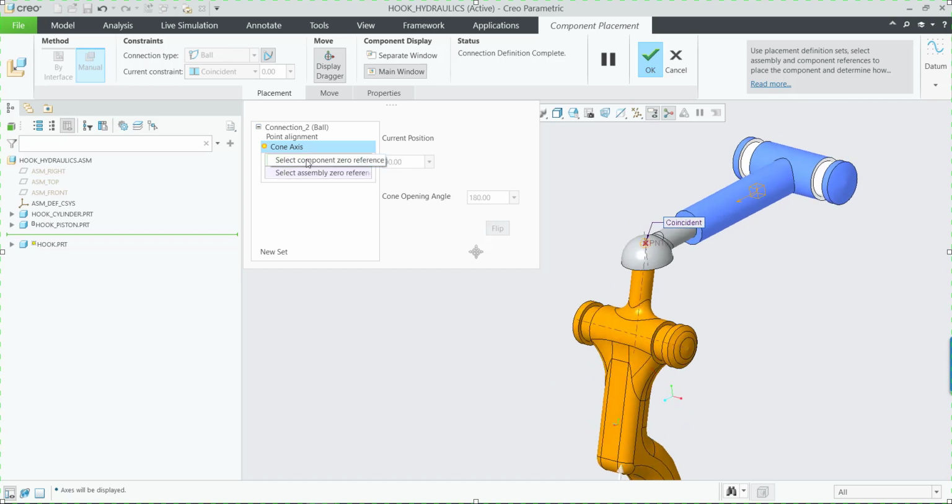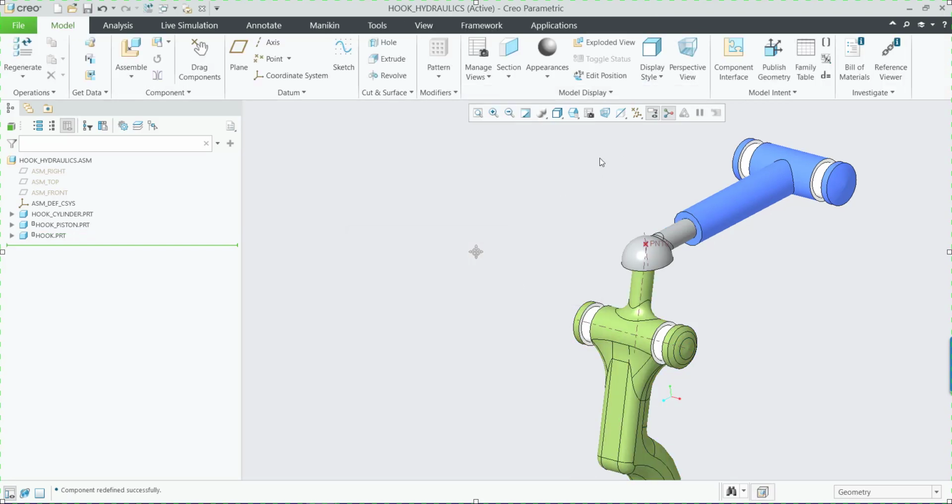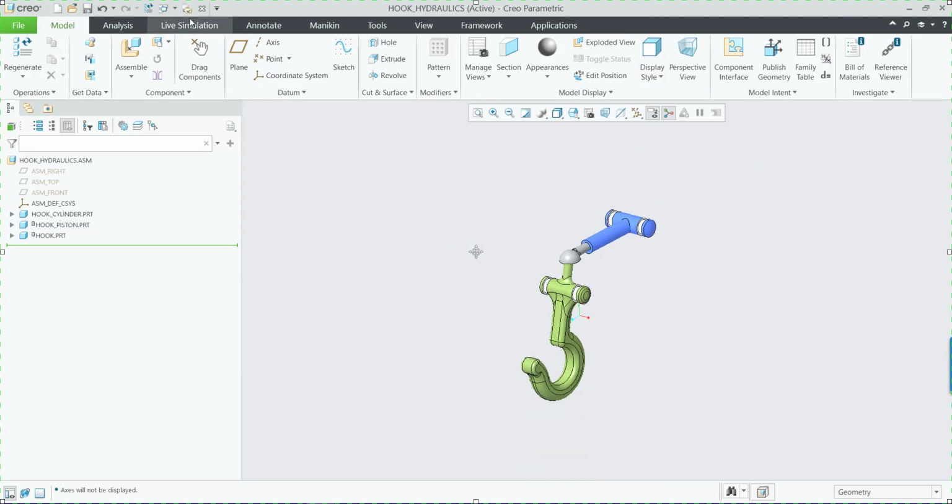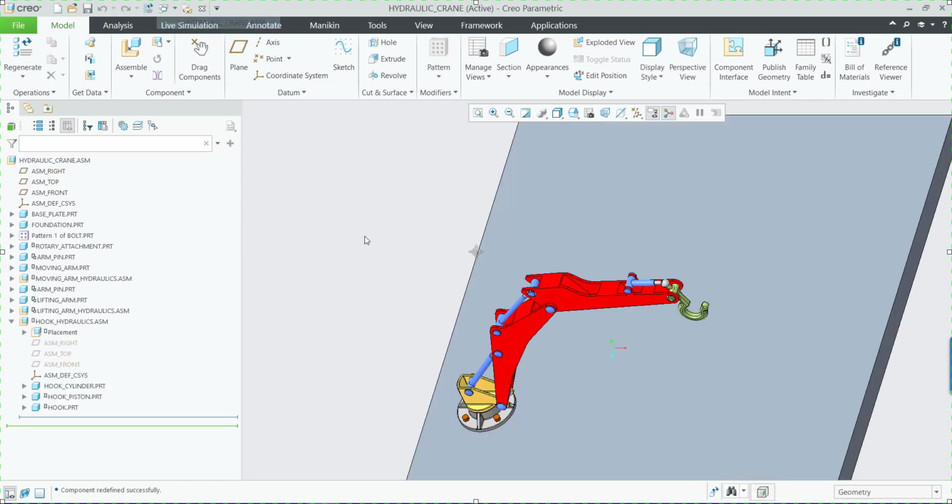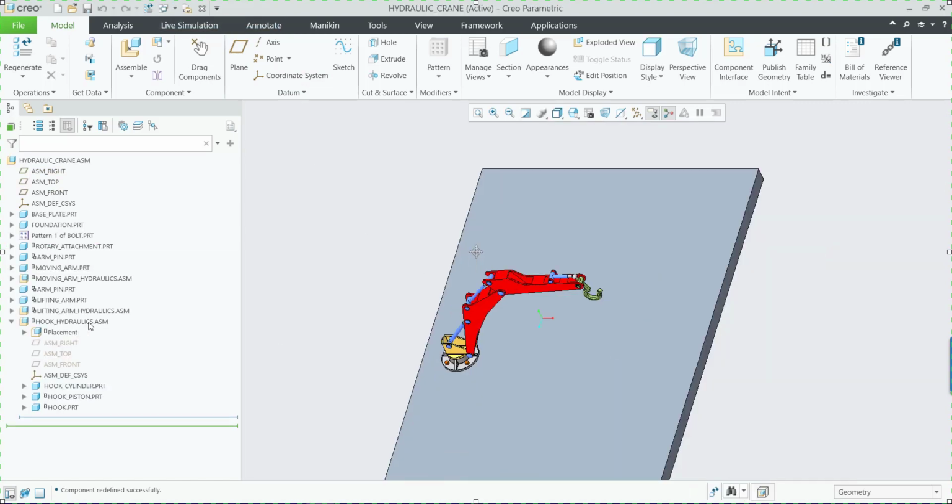and again this cone axis definition is optional. Even if I don't create it, still it will work in the main assembly. So due to the time constraint, I will not deal with the cone axis creation, and let me just complete this definition over here only. And that way this hook hydraulics assembly has been created.